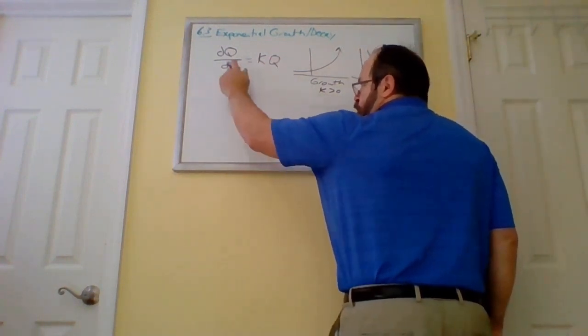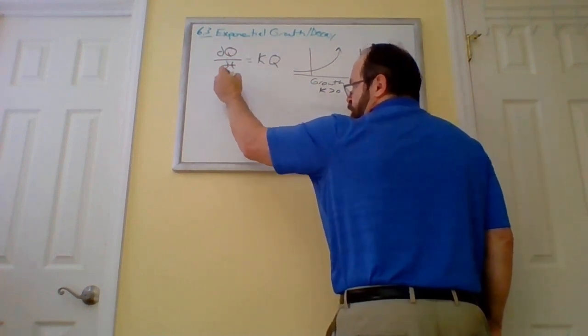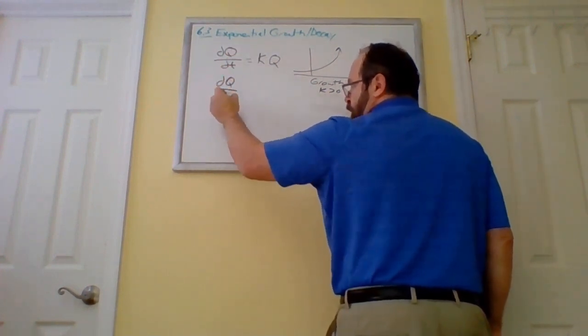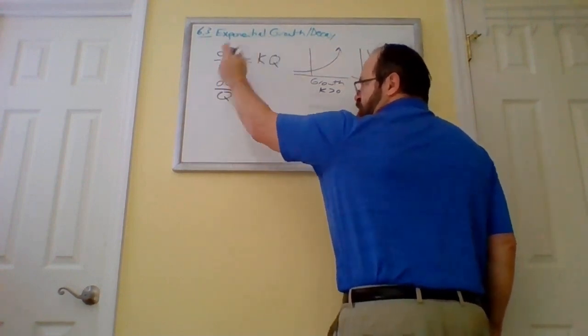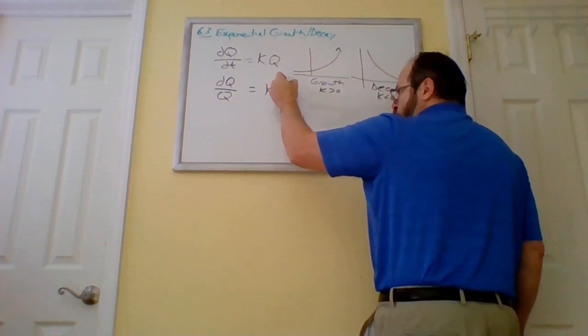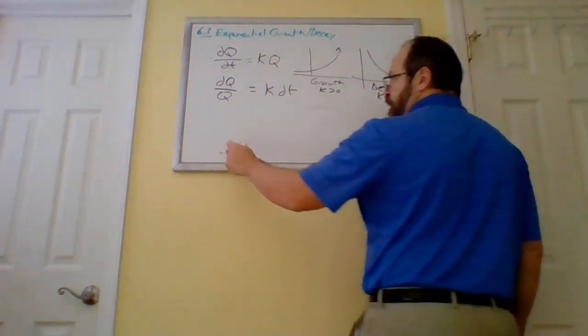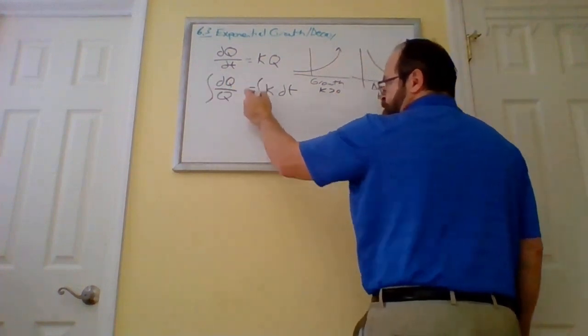So I'm going to get Q over here. I'm going to divide both sides by Q. I'm going to multiply both sides by dt. And I'm going to integrate.